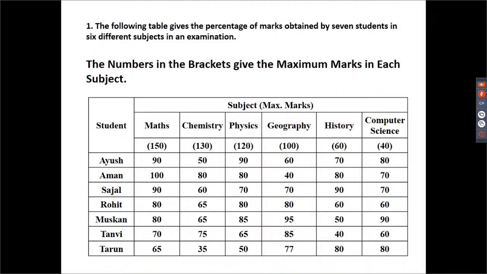Next one. 90% of 60 means 54. And 70% of 40 means 7 fours are 28.